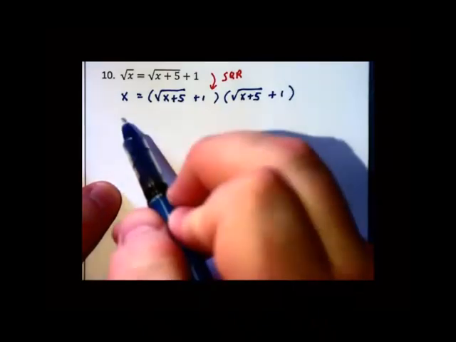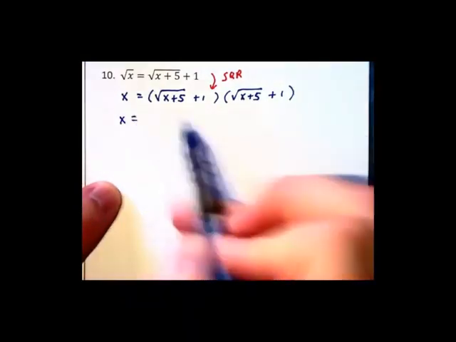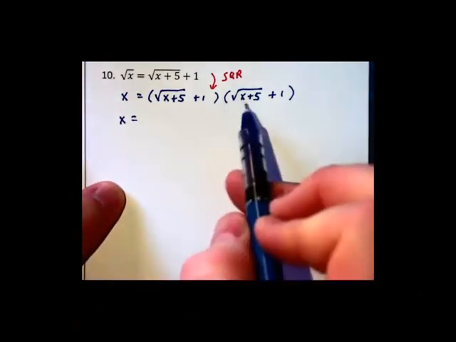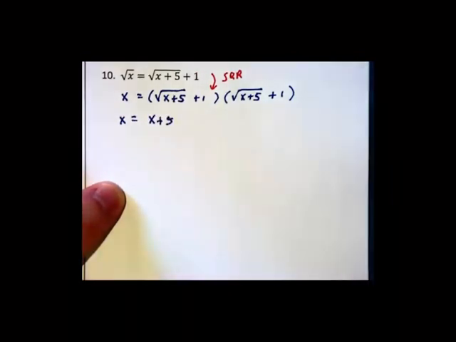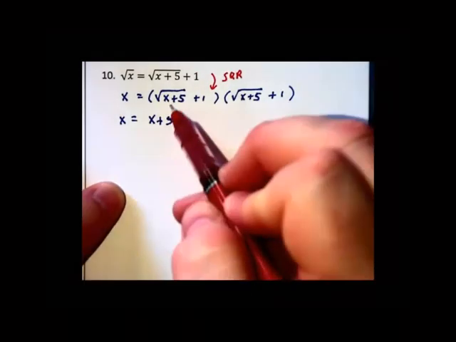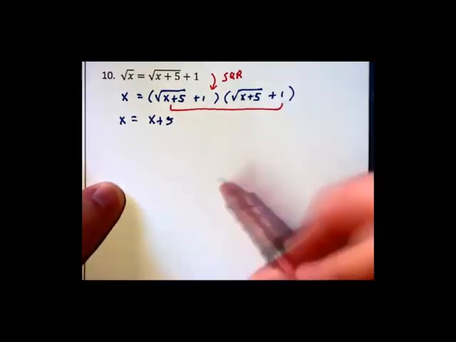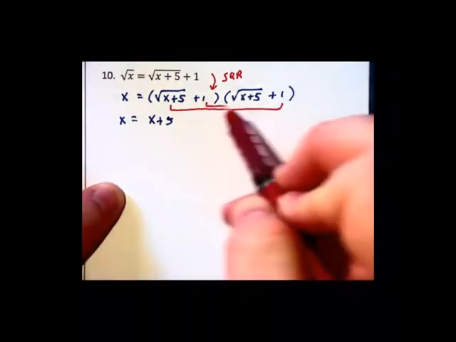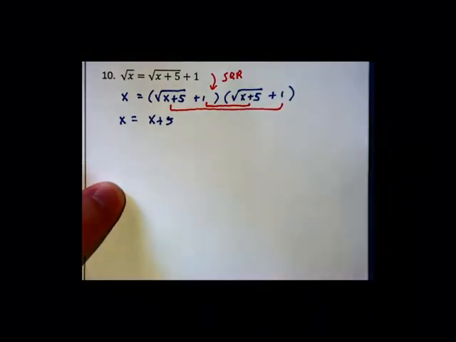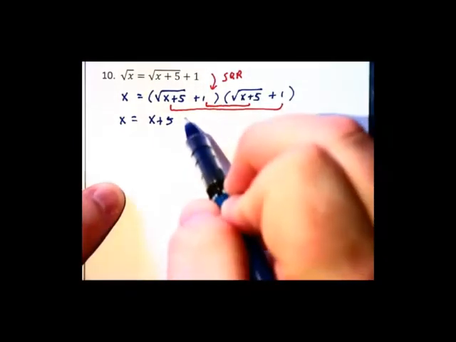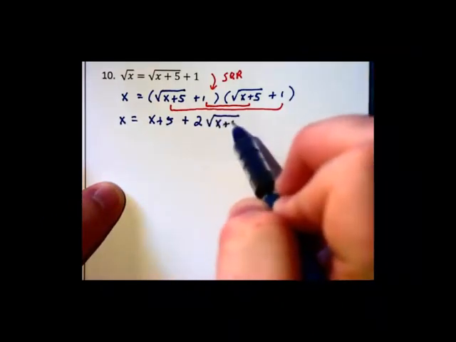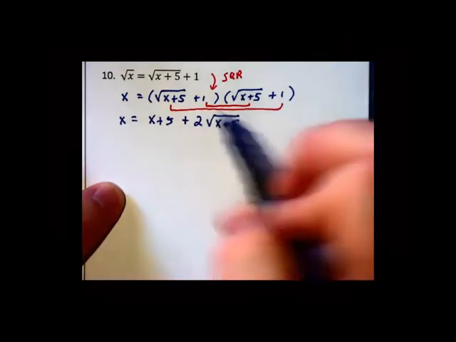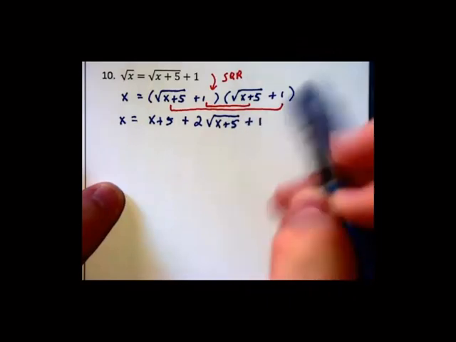Okay, left side stays x. Right side, radical times radical undoes the radical, leaving x plus 5. Outer term of FOIL, I'm going to draw some arrows this time, is radical times 1. Inner is 1 times radical. So we have one radical and one radical making two radicals, so plus 2 roots of x plus 5. The L term of FOIL, 1 times 1 is 1.